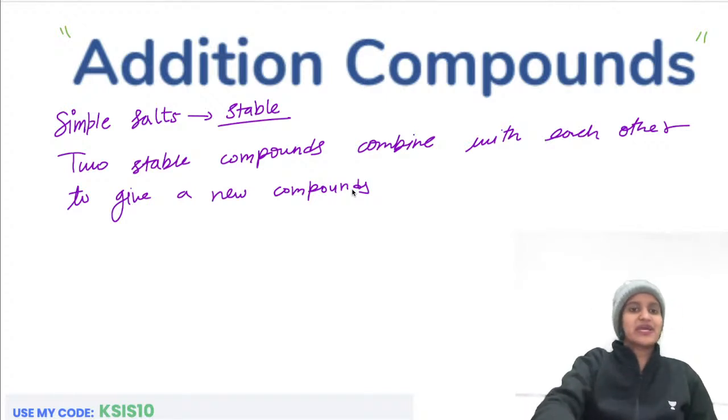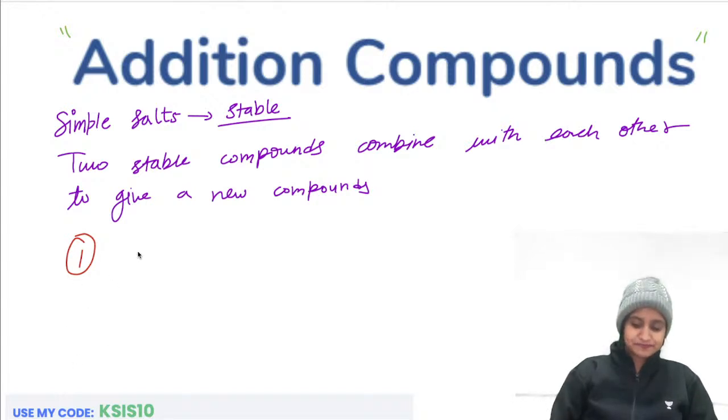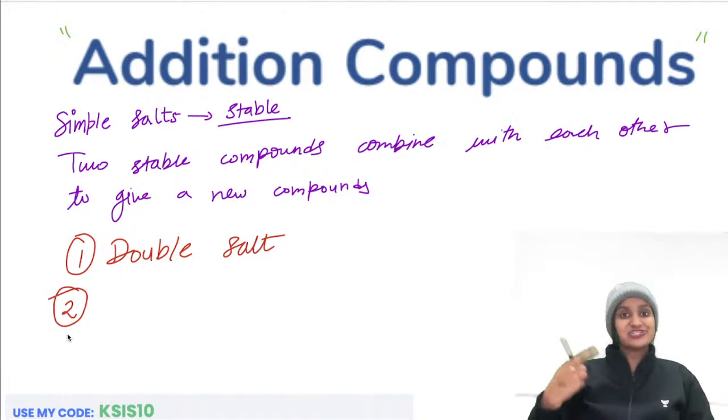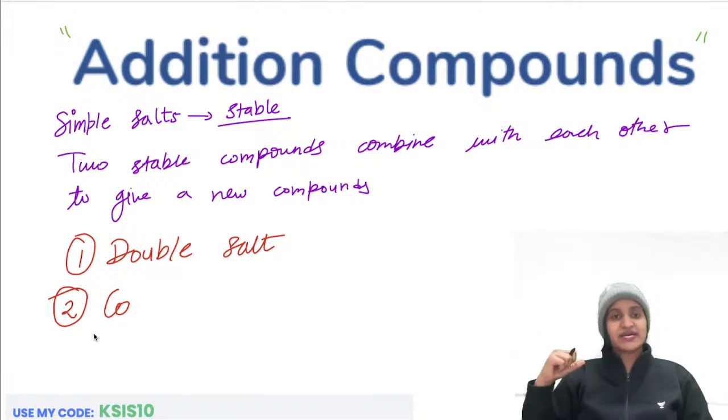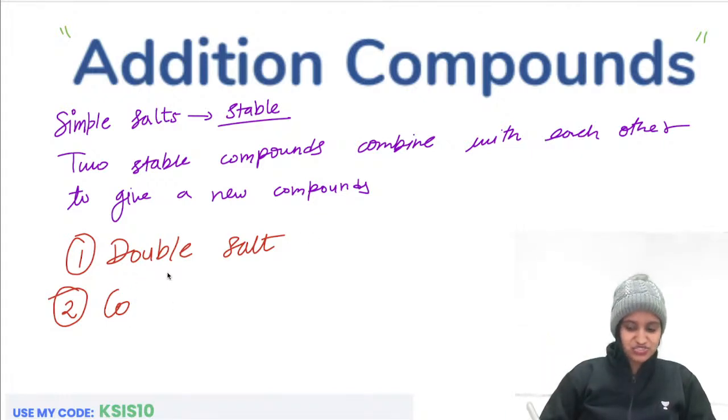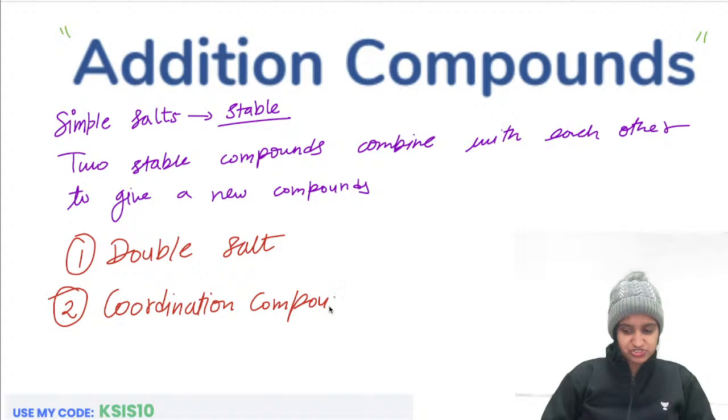So now your addition compounds are of two types. Number one is double salt. And number two is coordination compounds, which is the chapter we have to study. So basically we are starting from the very basic stuff: what are simple salts, where addition compounds come from, then what are the two types of addition compounds, double salt and coordination compounds. And then we will study what coordination compounds are.